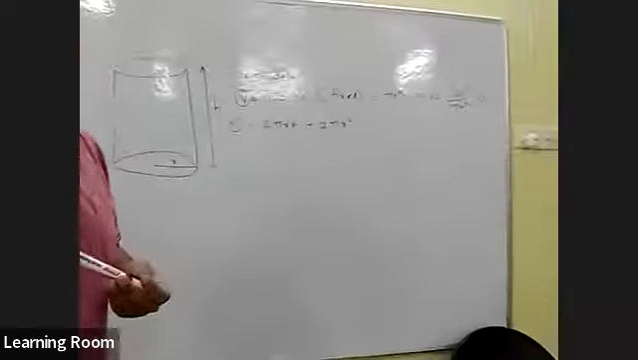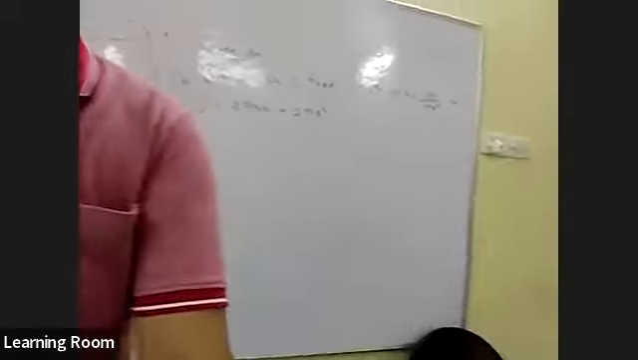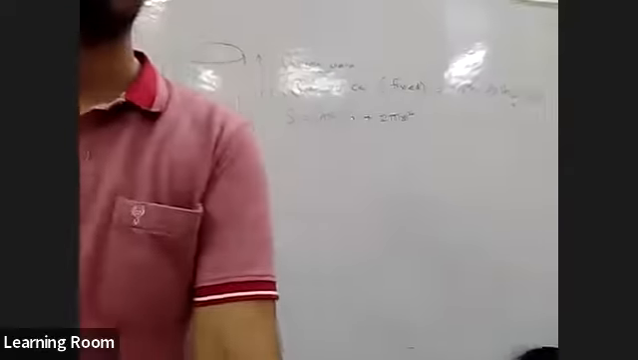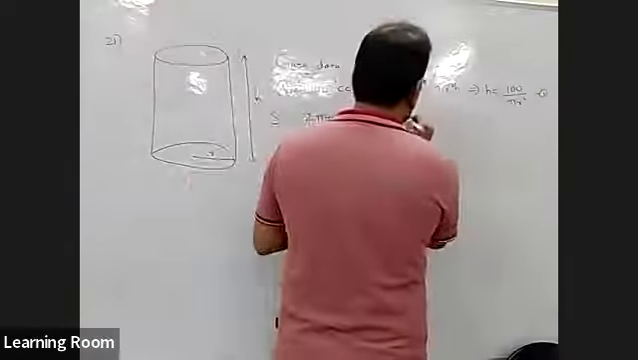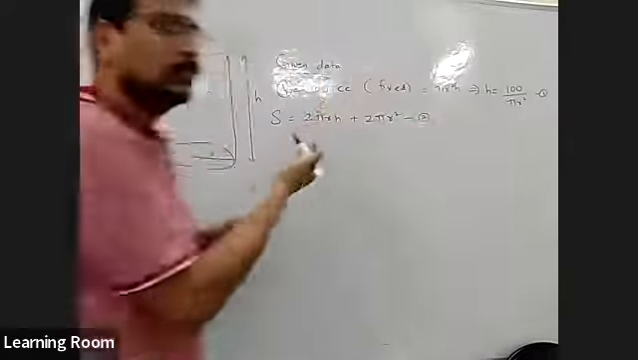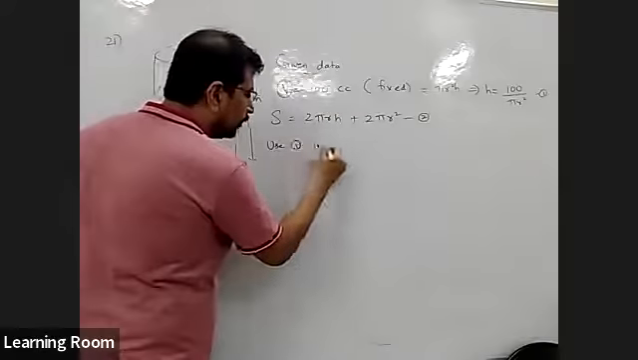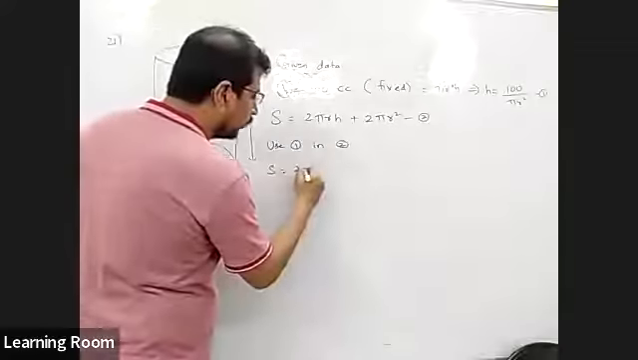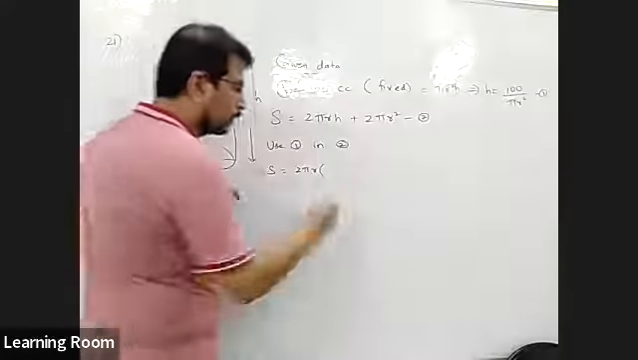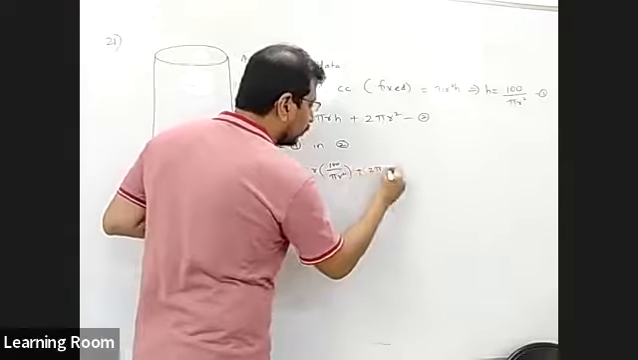H is equal to 100 divided by pi r square. Is there any doubt in that? Right. After that, can you guys solve? So this is 1, this is 2. What are we supposed to do? Use 1 in 2. When you do that, S will be equal to 2 pi r into 100 by pi r square plus 2 pi r square.